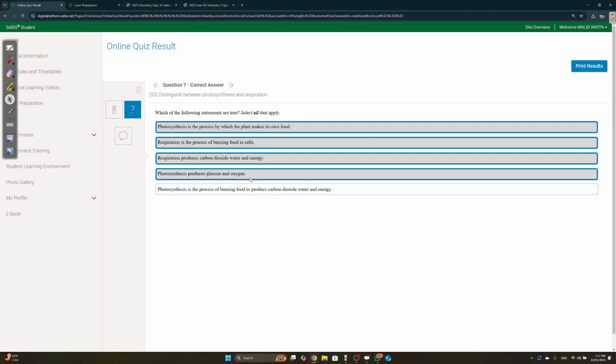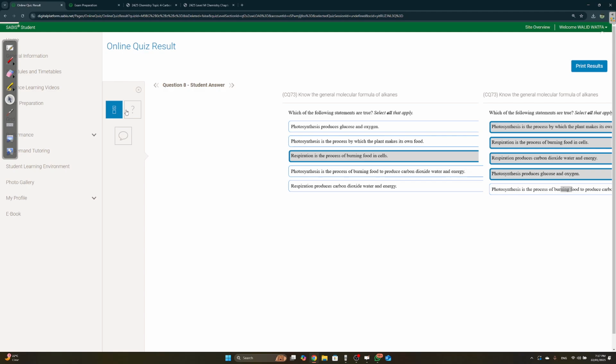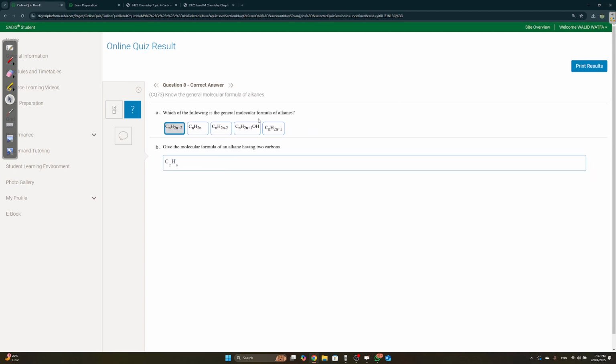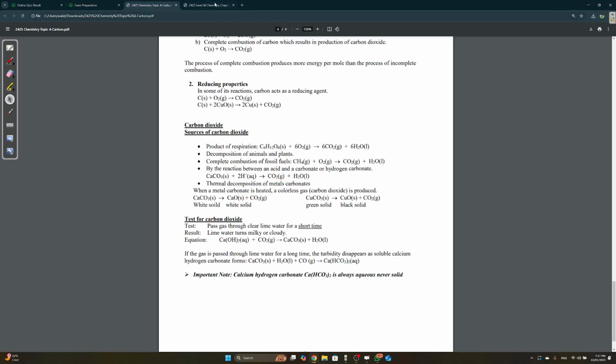Photosynthesis produces glucose and oxygen. Yes, we know this. Photosynthesis, process of burning food? No. These questions are very easy. I'm going to go a bit faster. Which of the following is general? Alkanes, alkenes, and so on.